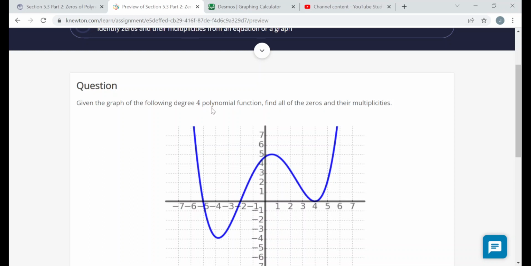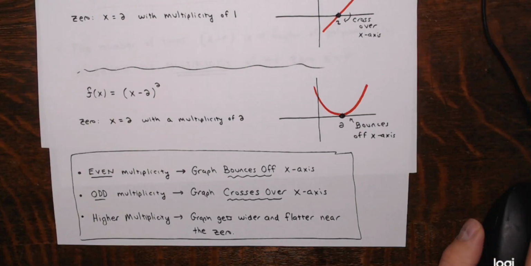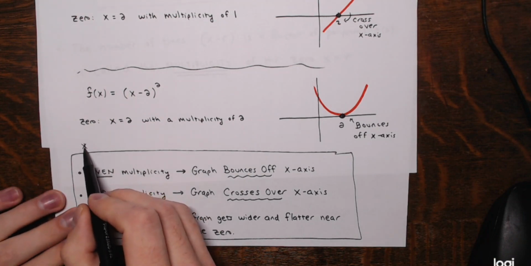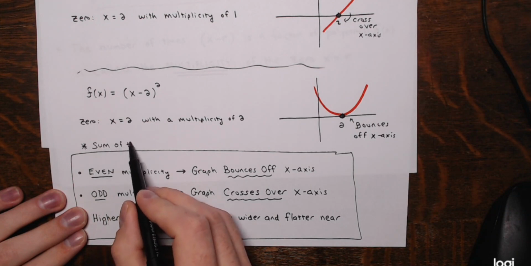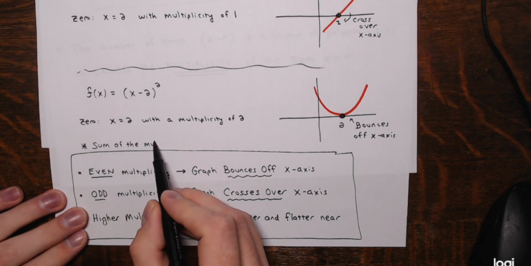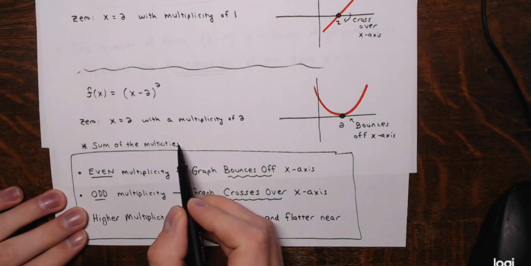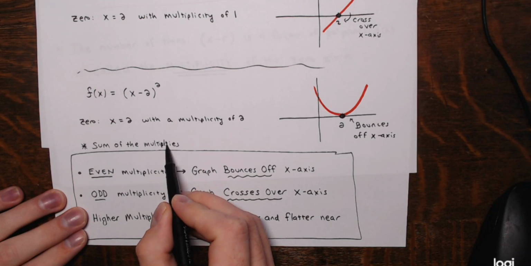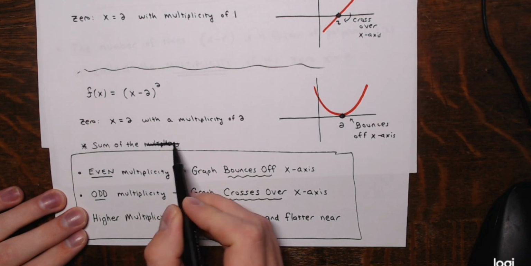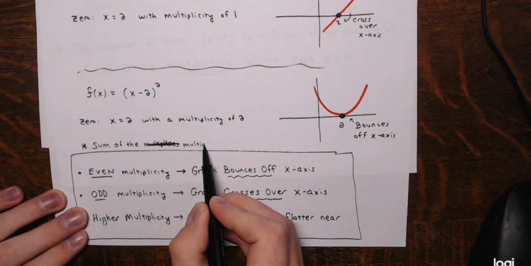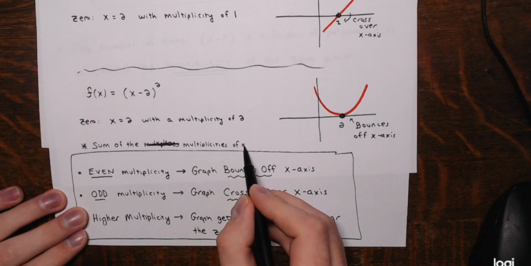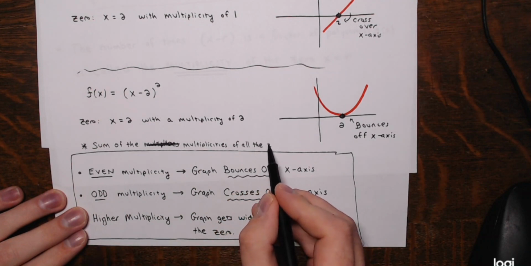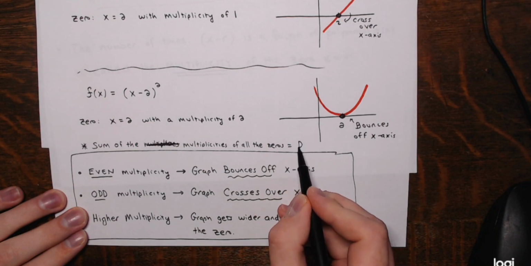Oh, I guess that's one other thing too. I guess I should have also mentioned that. So another key point is that the sum of the multiplicities of all the zeros is the degree of the polynomial.